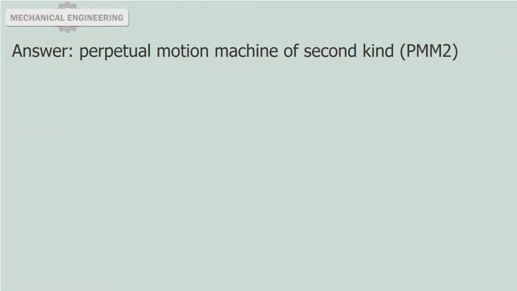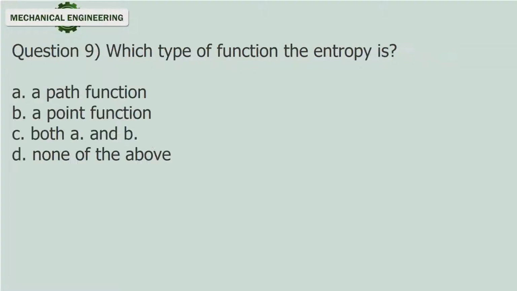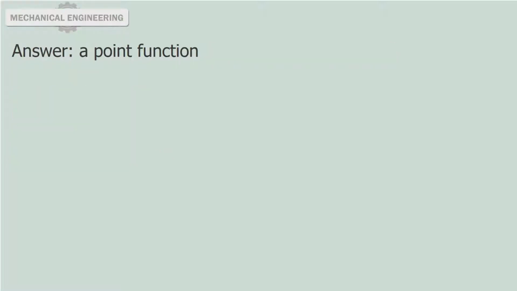Answer: perpetual motion machine of second kind PMM2. Question 9. Which type of function the entropy is? A. A path function, B. A point function, C. Both A and B, D. None of the above. Answer: a point function.